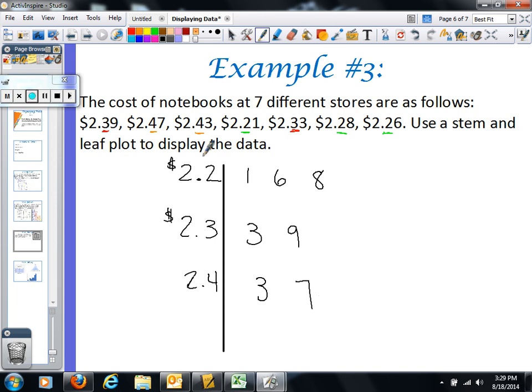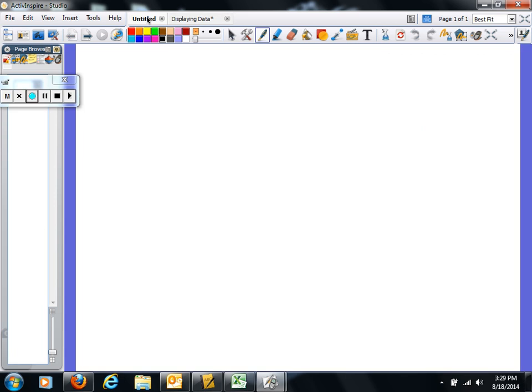This is what you would call the stem. Okay, these are your stems. Every one of the leaves comes from a stem. So you would start with your stems and then you would get your leaves. Okay, let me just give you another example real quick.